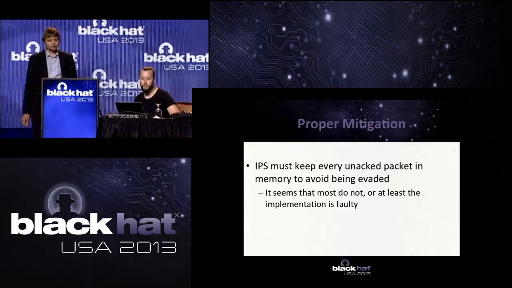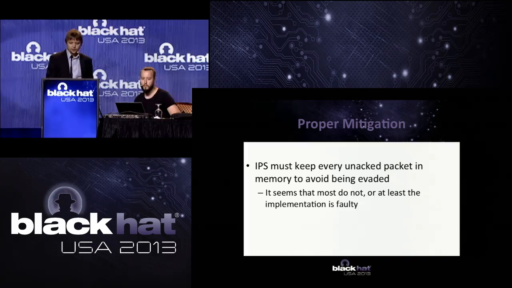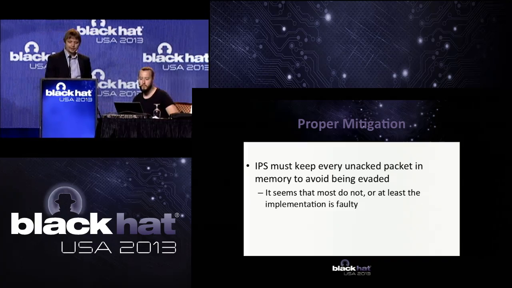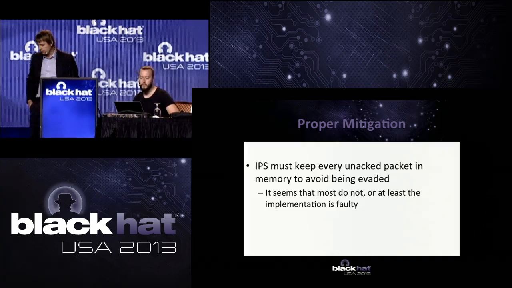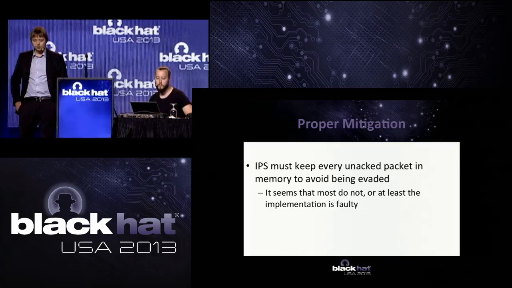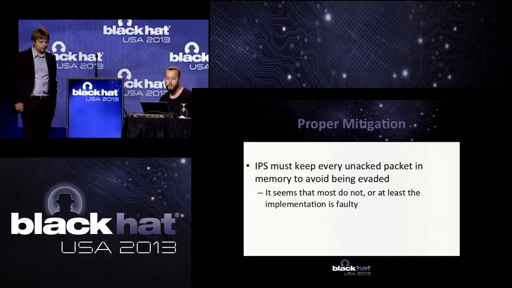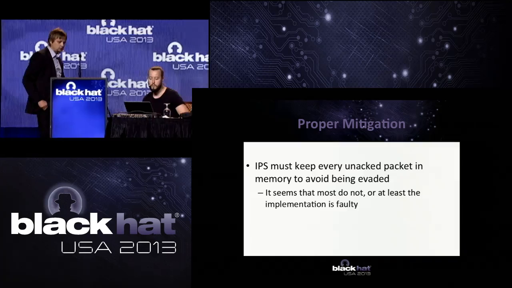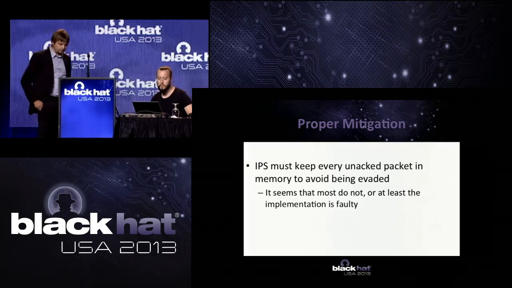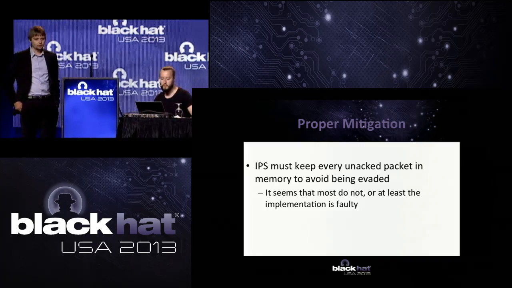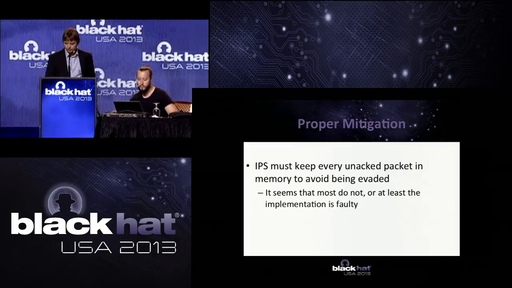The proper mitigation for the IPS is that it must keep every unacked packet in memory to avoid being evaded. It seems that most IPS systems don't hold all the in-flight TCP segments in memory. There might be some internal buffer that can be overflown, and then it starts to forget some of the previous segments, and then the TCP reassembly simply fails.